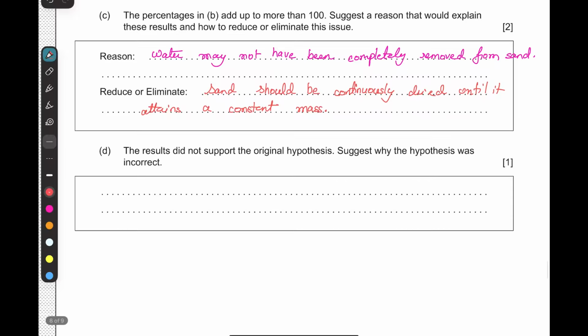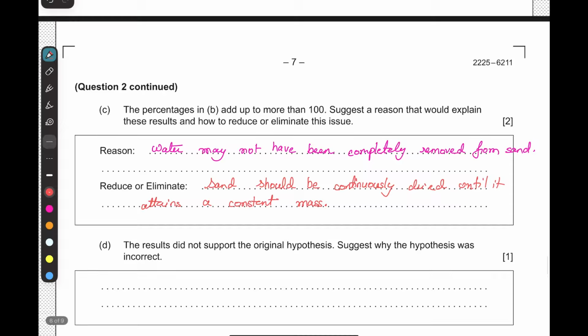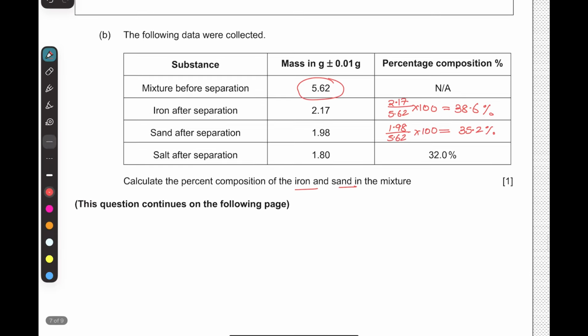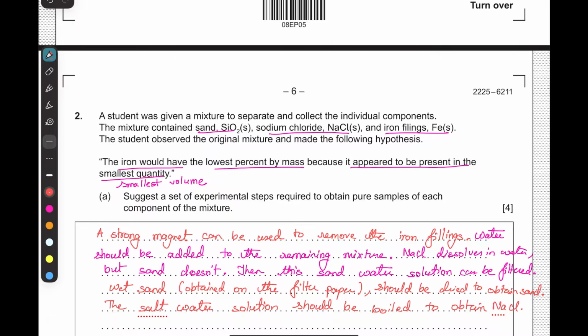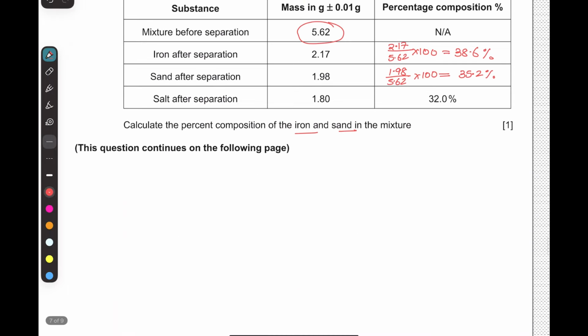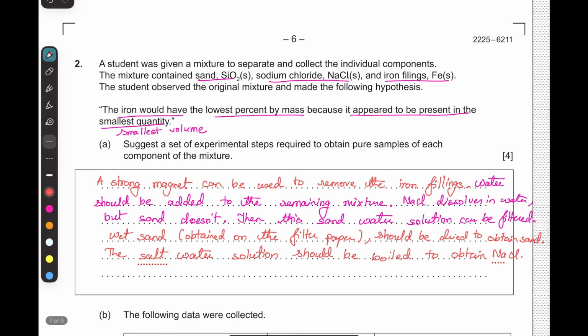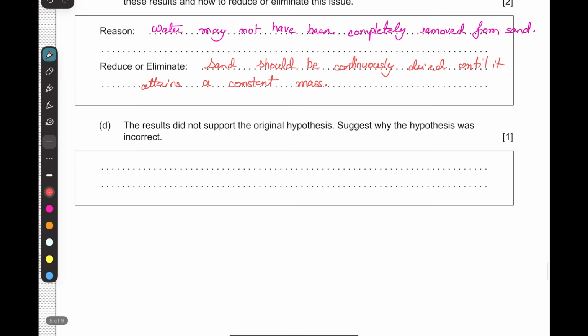Now, the results did not support the original hypothesis. The original hypothesis said that the percentage composition of iron should be the lowest. Yeah, this is the hypothesis again. Iron would have the lowest percent by mass, but if you check here, iron has the highest percentage by mass. So why is this hypothesis wrong? Because iron has the highest density, even if iron has the smallest volume. This small volume will have a higher mass as compared to salt or sand. This is why the hypothesis is wrong.